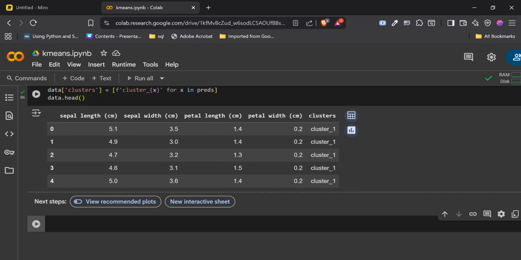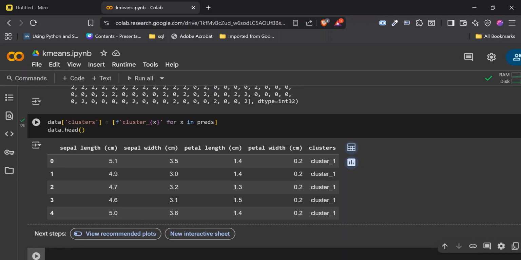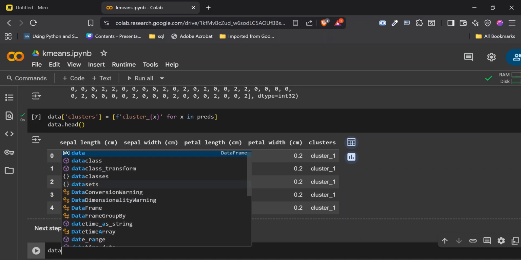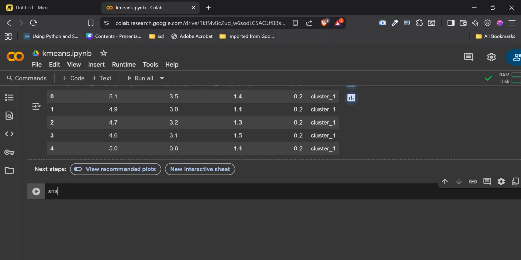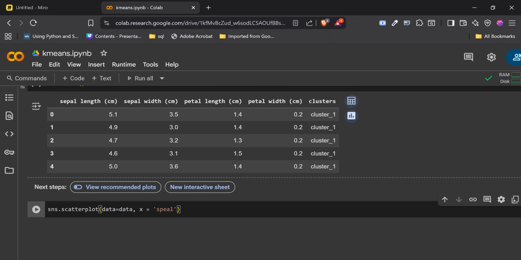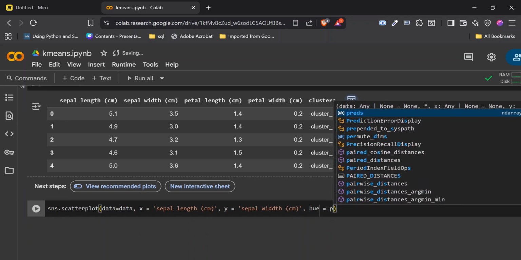So we can visualize this particular relationship. For example, let's say data, let's use SNS.scatterplot, x equals something like sepal length cm, and we can plot that against y equals sepal width cm, and we can pass hue equals clusters.